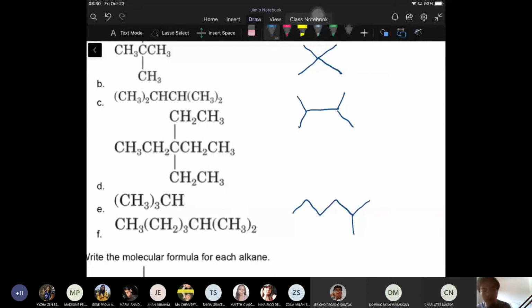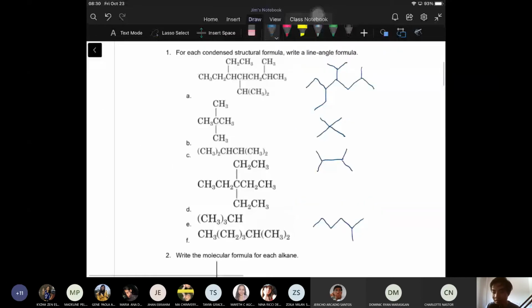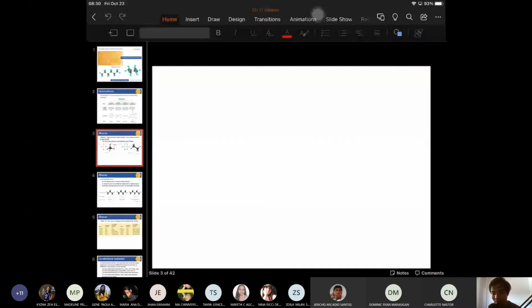By the way, nasa textbook naman to. So, if you have a textbook, edi good na. Pag wala, may copy na kayo. So, ganun lang. Proceed na tayo with the continuation. Saan na ba tayo?